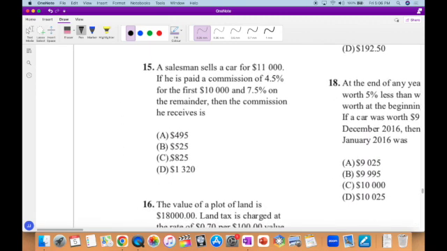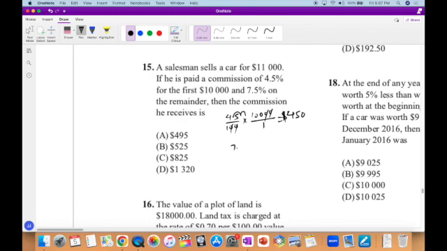Number 15. A salesman sells a car for $11,000. If he is paid a commission of 4.5% for the first $10,000 and 7.5% on the remainder, then the commission he receives is... So for $11,000, he gets paid 4.5 over 100 of the first 10,000. So that will be $450.